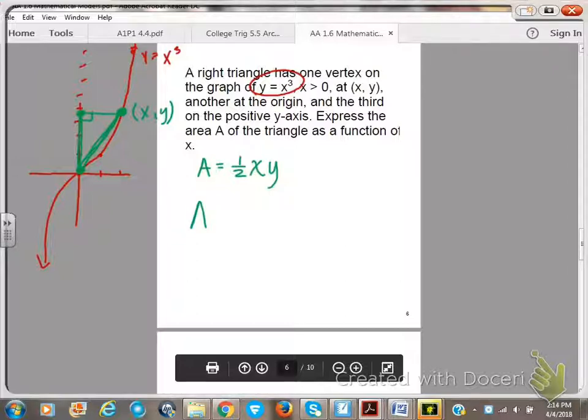Okay. So I'm going to write this as A equals 1/2 x times x cubed. So now my A of x, just using function notation, equals 1/2 x to the 4th. Where do we get 1/2? Well, area of a triangle is 1/2 base times height. Okay. So the 1/2 is still there. The x is still there, but we replaced y with x cubed.